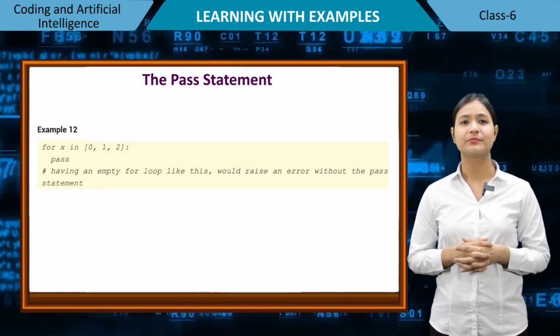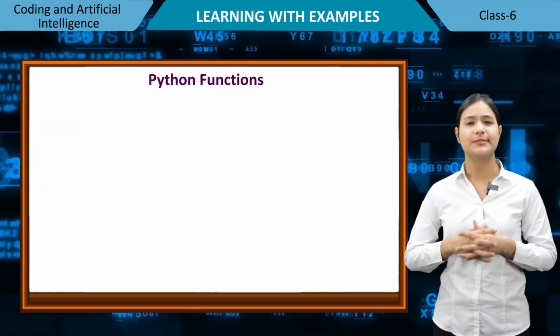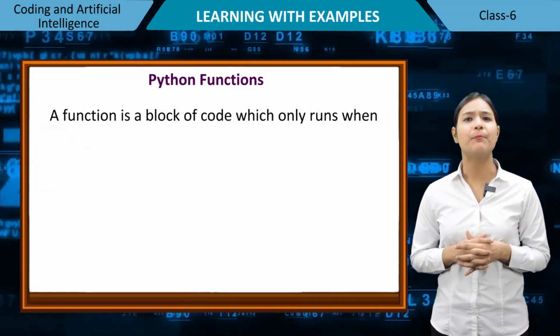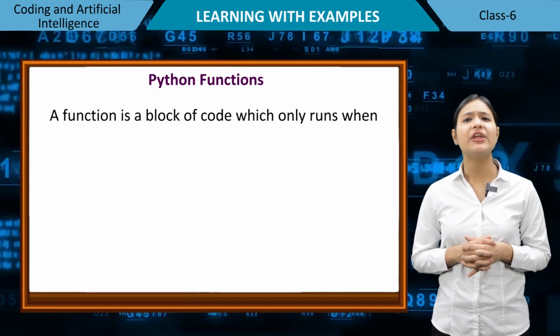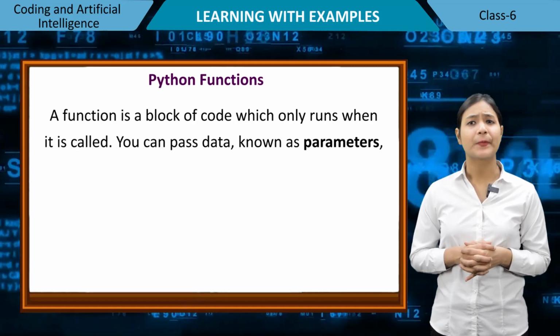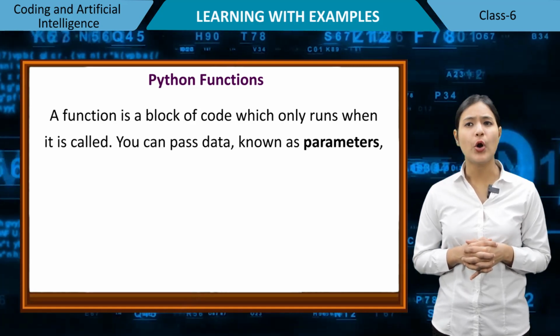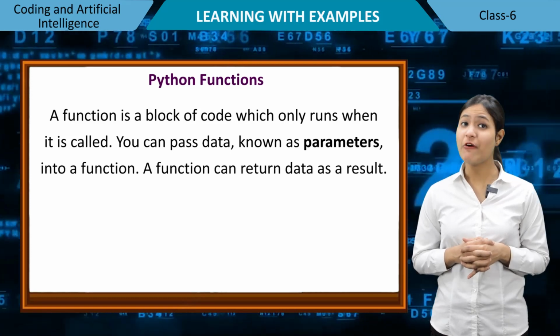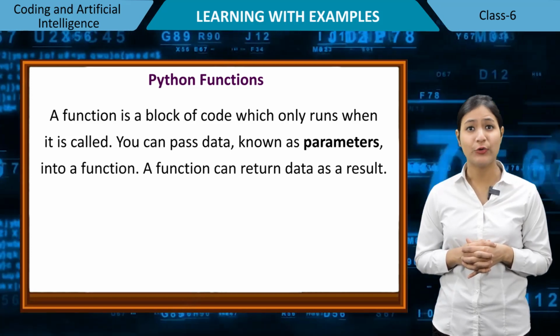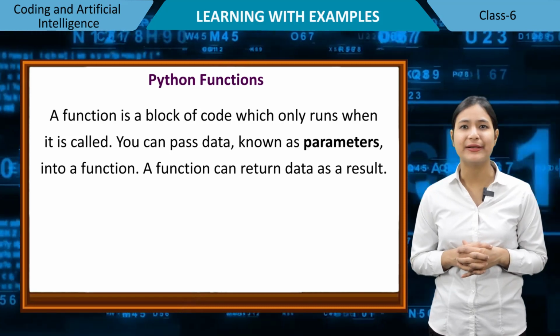Example 12. Python functions. A function is a block of code which only runs when it is called. You can pass data, known as parameters, into a function. A function can return data as a result.